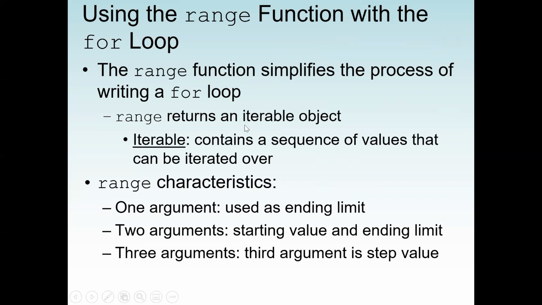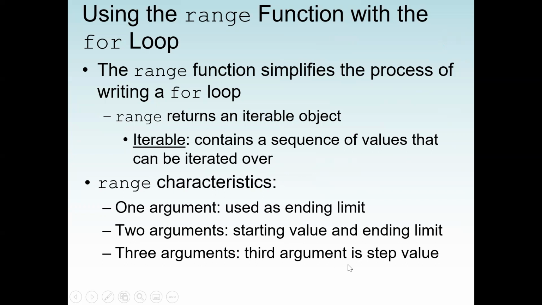So the range returns an iterable object. Iterable object normally contains a sequence of values that can be iterated over. So if I say range 5, then it will return 0, 1, 2, 3, 4, up to 4. Then the range can have only one argument used as an ending limit, or two arguments. We have the starting. For example, we may have two arguments, 1 and 5, which means we go from 1 to 4. But if I have 5, I'll go up to 4.